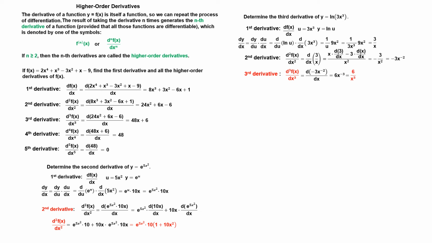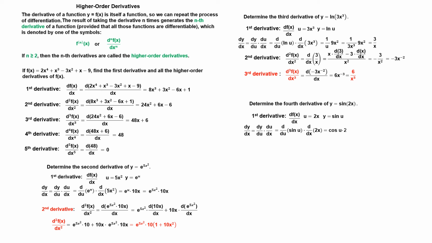Let's see the next example. Determine the fourth derivative of the function. To compute the first derivative of this function, we begin with the chain rule, followed by the derivative of the sine function. To compute the second derivative of this function, we begin with the chain rule, followed by the derivative of the cosine function.